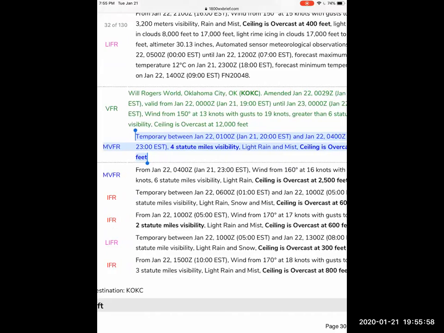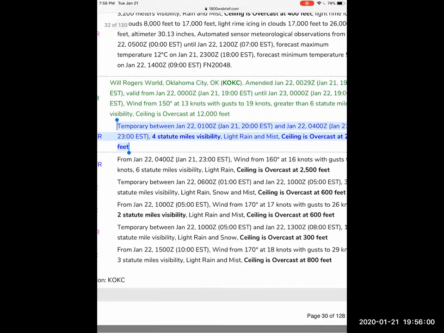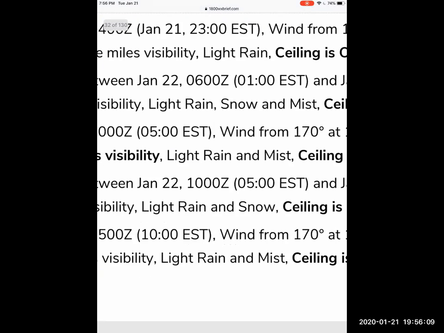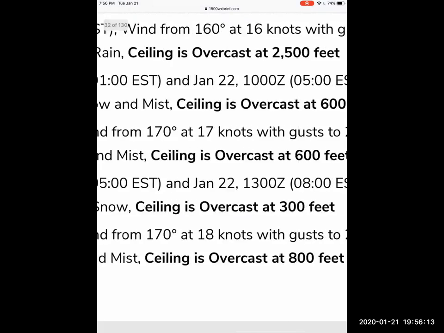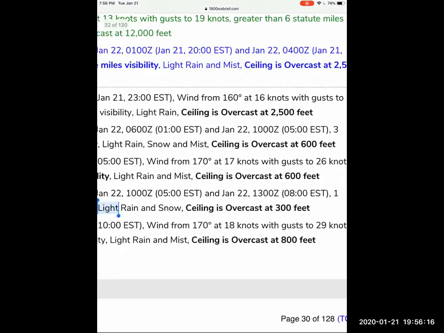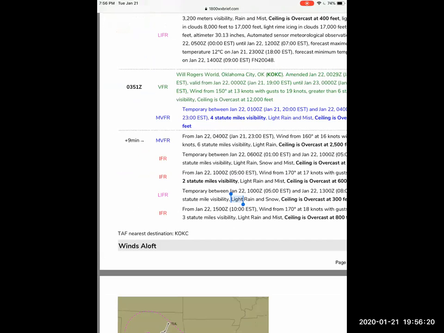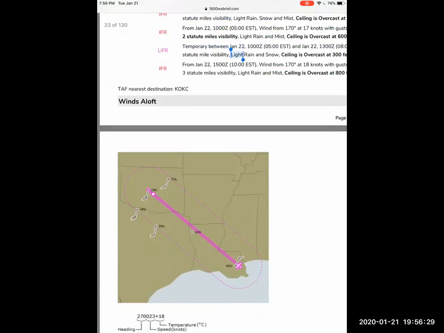It looks like as time goes on, though, conditions go downhill. It goes from just marginal VFR to IFR to eventually low IFR. And in this case you can see you're dealing with light rain and snow and overcast ceilings anywhere from 600 to 300 feet. So it's a no-brainer. The longer you wait, the worse things are going to get. So we needed to leave sooner than our planned departure time, which would basically be now.